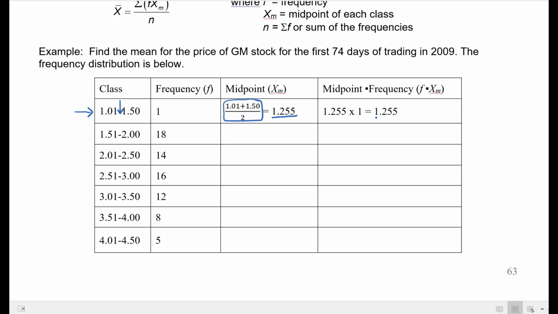So that number times 1 is just 1.255, and we're going to list that here, okay? So let's do it again for the next row. Okay, I'm just going to erase this real quick. We're going to find the midpoint of the class.